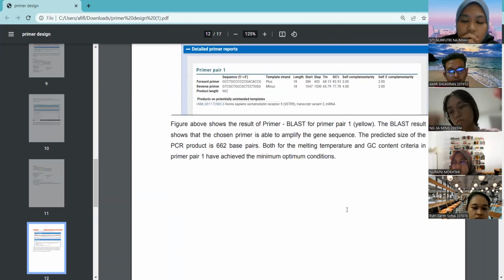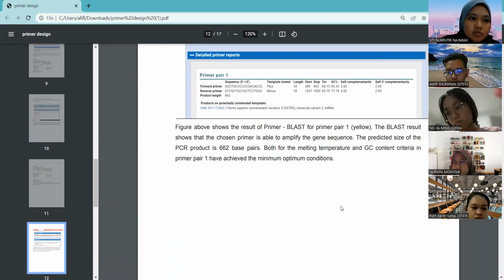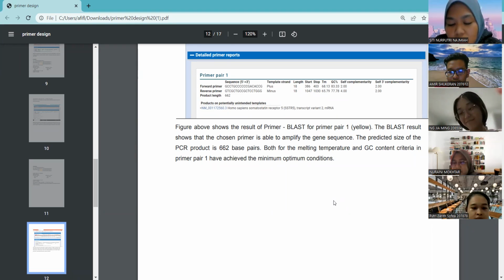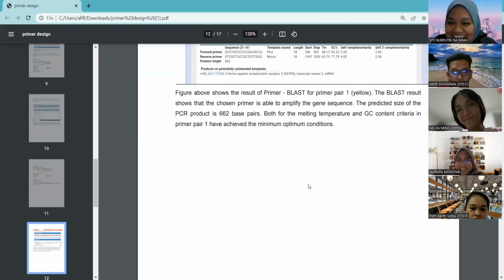Okay. So I also use the primer blast tool to get the predicted size. So I get around 662 base pairs. And both of the melting temperature and GC content criteria in primer pair 1 have achieved the minimum optimum condition. So I think I pass to Ami for the conclusion for our group.